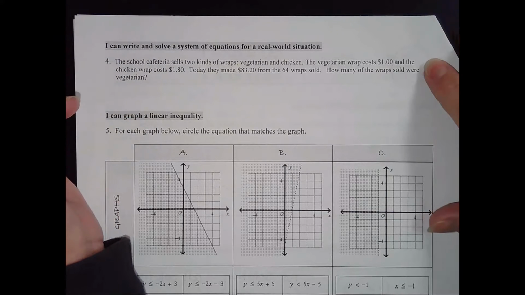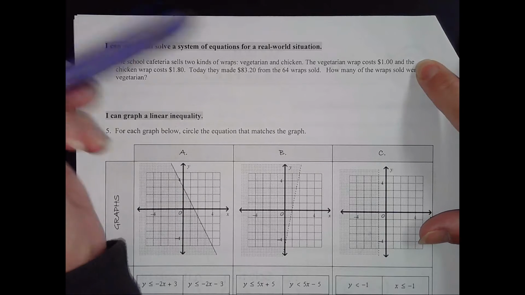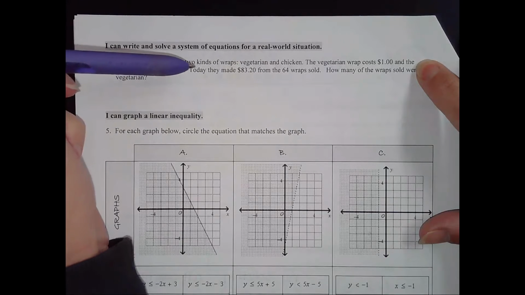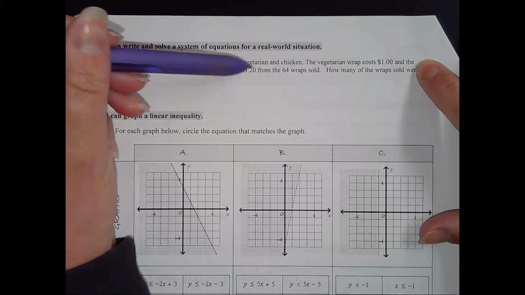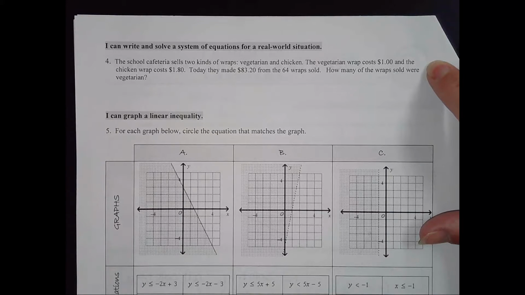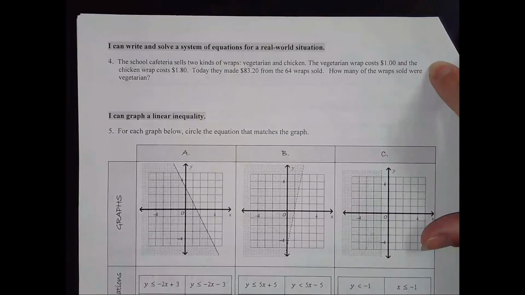The vegetarian wrap costs $1 and the chicken wrap costs $1.80. Today, they made $83.20 from the 64 wraps that they sold. How many wraps sold were vegetarian?